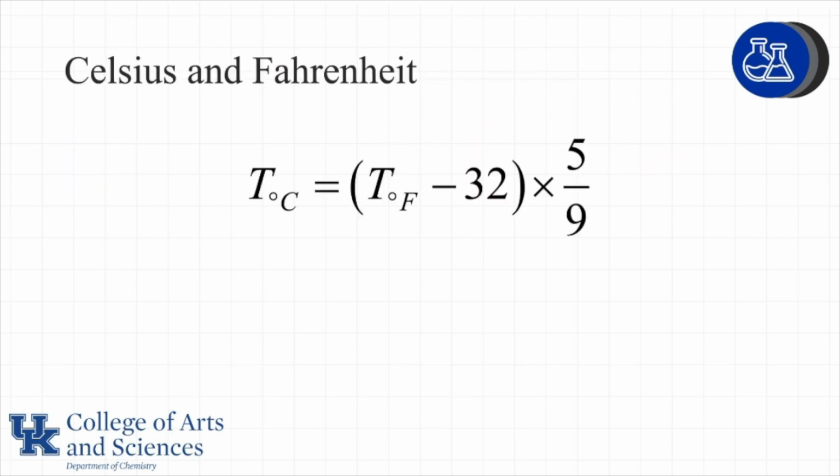Let's look at the equation to convert between Celsius and Fahrenheit. And this equation can be used no matter which one you have, as long as you plug the known value into the appropriate place. So we have the temperature in Celsius equal to the temperature in Fahrenheit minus 32 times 5/9. Make sure you do this step first so that you get the correct value when you're doing the calculation. Remember our order of operations, anything in parentheses needs to be done first.